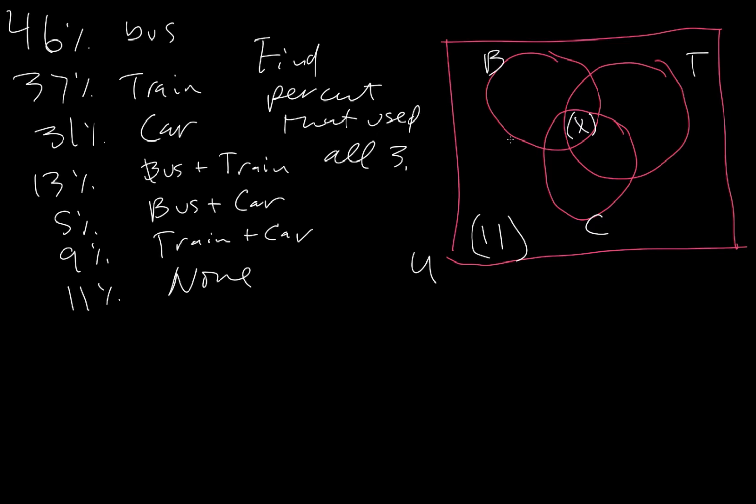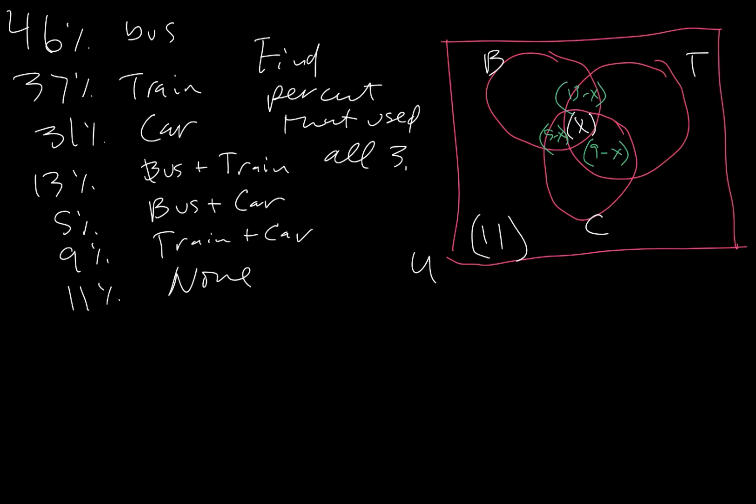Now, train plus car, that represents this area right here. That's 9%. And so it's going to be 9 minus x, because we'll already have used up whatever x is right there. Now the next one is bus and car, and it's 5%. So we'll say 5 minus x. And bus and train is 13, so 13 minus x.